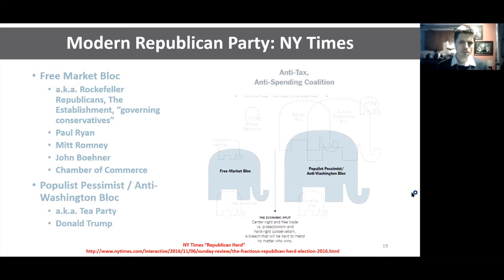Then you have on the other side a larger elephant, and I think I may have mentioned that the size of each elephant is representative of the size of the group within the party. And so this is actually very different than the free market bloc. This is a very populist sort of pessimist view, a very anti-Washington bloc. And this traditionally has been the Tea Party, and President Trump sort of came up out of this crowd.